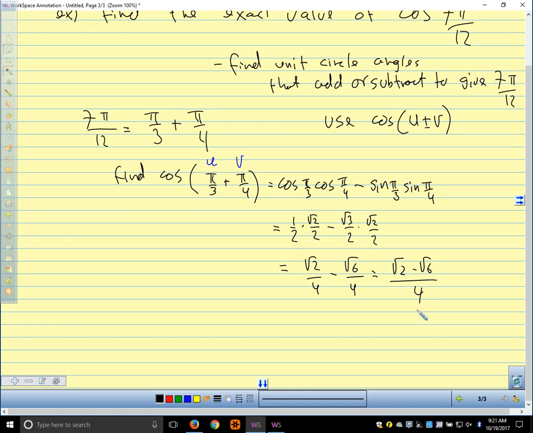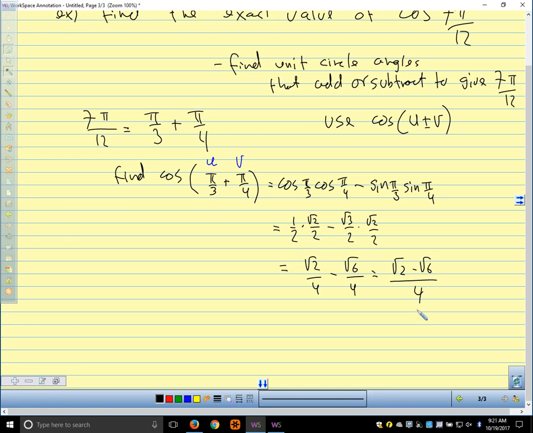And that combination of square root of 2 and square root of 6 shows up a lot for these kinds of problems that we end up doing, because our coordinates on the unit circle are square root of 3 and square root of 2. We end up with those combinations a lot. All right, questions on that example?